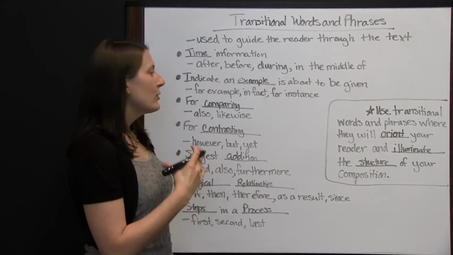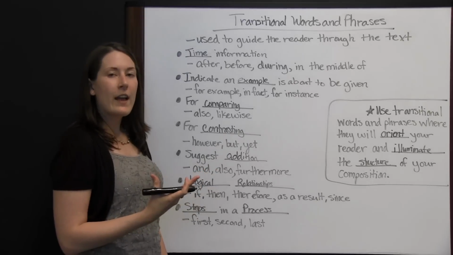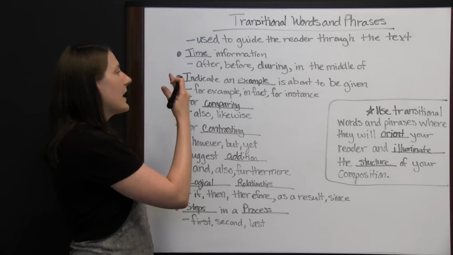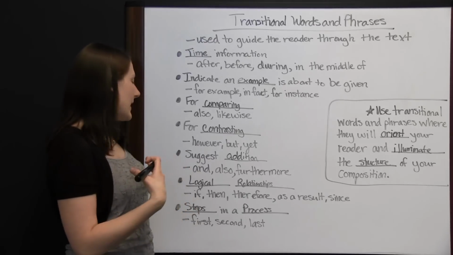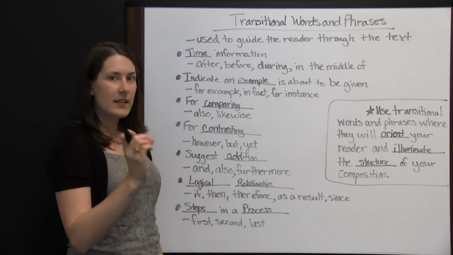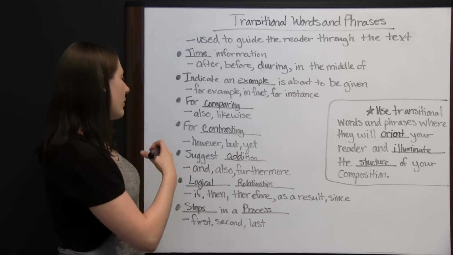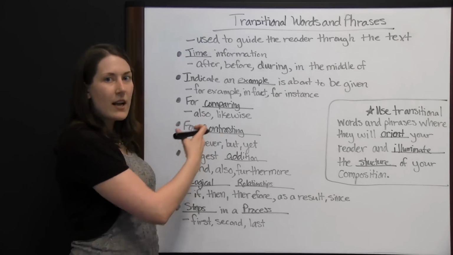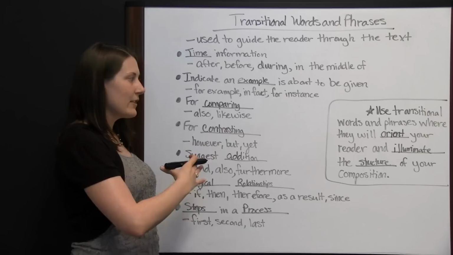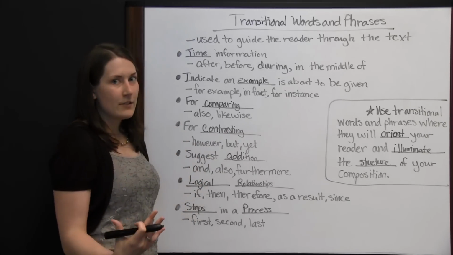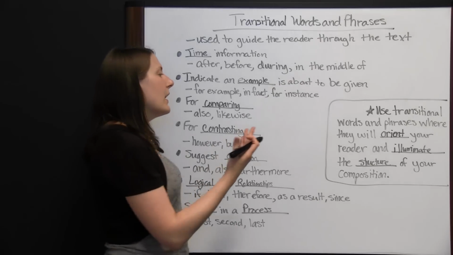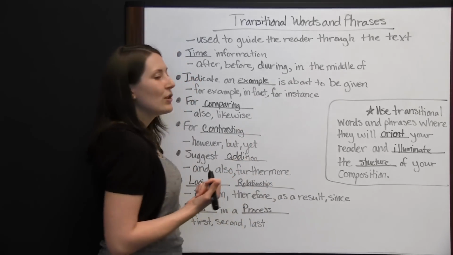You want to let your readers know where they are in your paper. If you're saying first, this happens, next, this happens, or if it's steps in a process, first you do this, second you do this. Or if you're comparing and contrasting things, you would say, well, here's this, likewise, there's this. However, there's this, if you're contrasting. And you want to illuminate the structure of your composition.